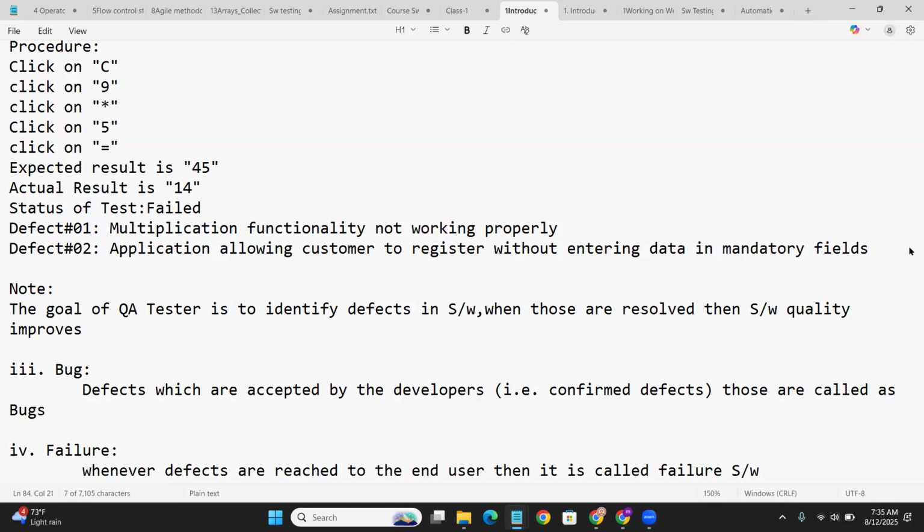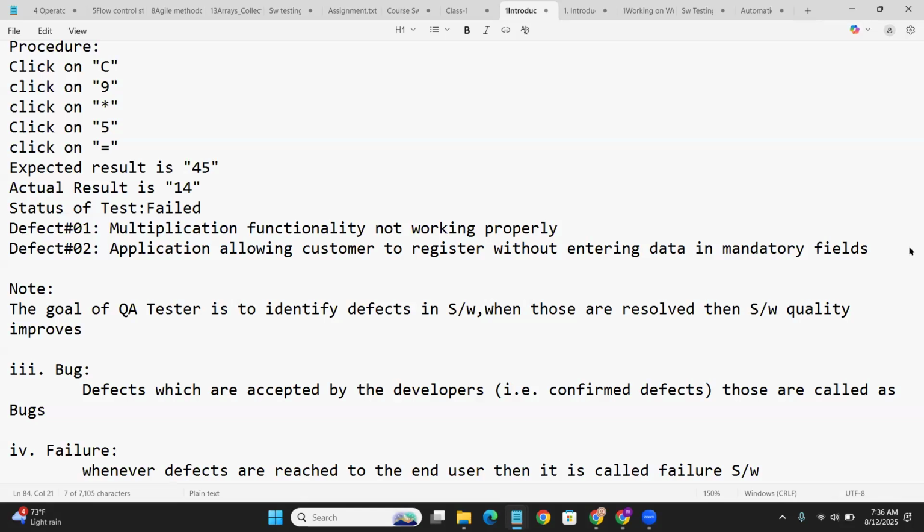When those are resolved, the software quality improves. The goal of testing is to identify defects. When those are resolved, then quality improves.